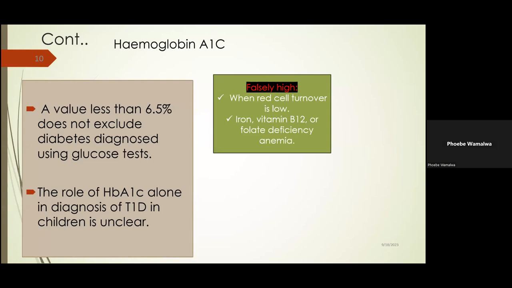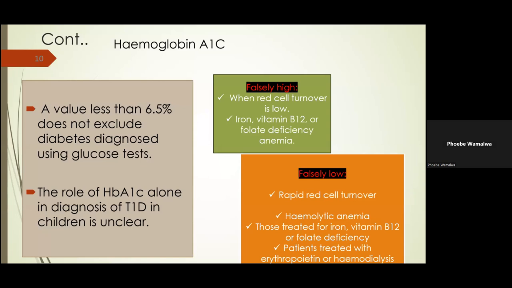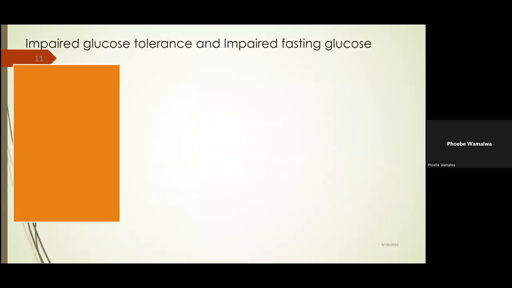There are instances where you may find that the HbA1c is falsely high. These instances include cases where you have decreased red cell turnover, or cases where we have iron, vitamin B12 or folate deficiency anemia. Here you can actually get increased HbA1c because there's an increased half-life of the RBCs. On the contrary, you can get falsely low HbA1c if there's rapid red cell turnover, like what occurs in hemolytic anemias, or in patients who are treated for iron, vitamin B12 or folate deficiency, or patients treated with erythropoietin or hemodialysis. So it's just important to take note of that.